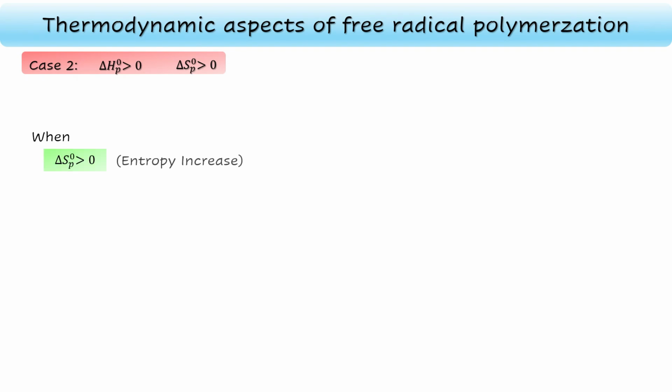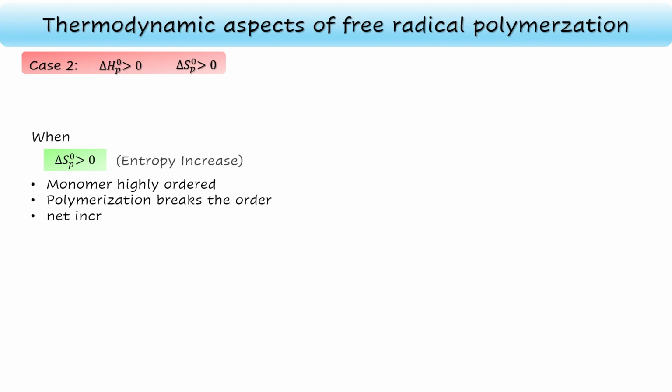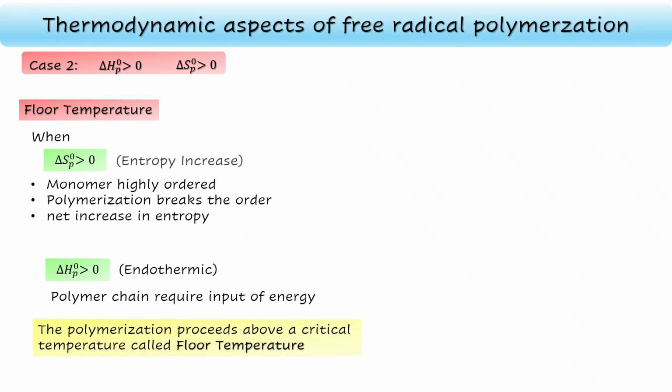In other words, polymerization requires energy input, but it also leads to greater disorder in the system. This might sound illogical because we often associate polymer formation with increased order. But in certain systems, especially those involving rigid cyclic monomers, the story is different.